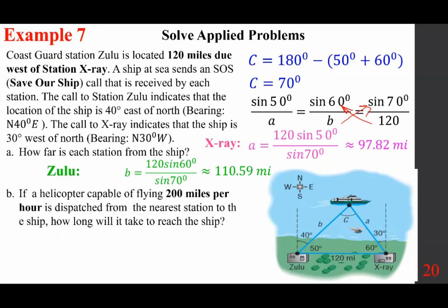If a helicopter is going to use the nearest station, since this is the smaller number, this is the one that they're going to use. And T is D over R. In this case, the distance is A because it's the smaller of the two. 97.82 divided by R, the rate or the speed, which is 200 miles per hour. Using a calculator, we end up with 0.42 hours.